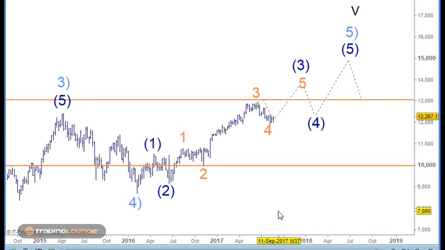Bigger picture. This is a weekly chart for the DAX. We're looking at wave 3, primary degree, and wave 4, primary degree, and we're looking for wave 5 to the upside. Within all of that, we have wave 1, wave 2, and then we're in wave 3 here. Within wave 3, we're looking at 5 waves of 1, 2, 3, 4 and 5.